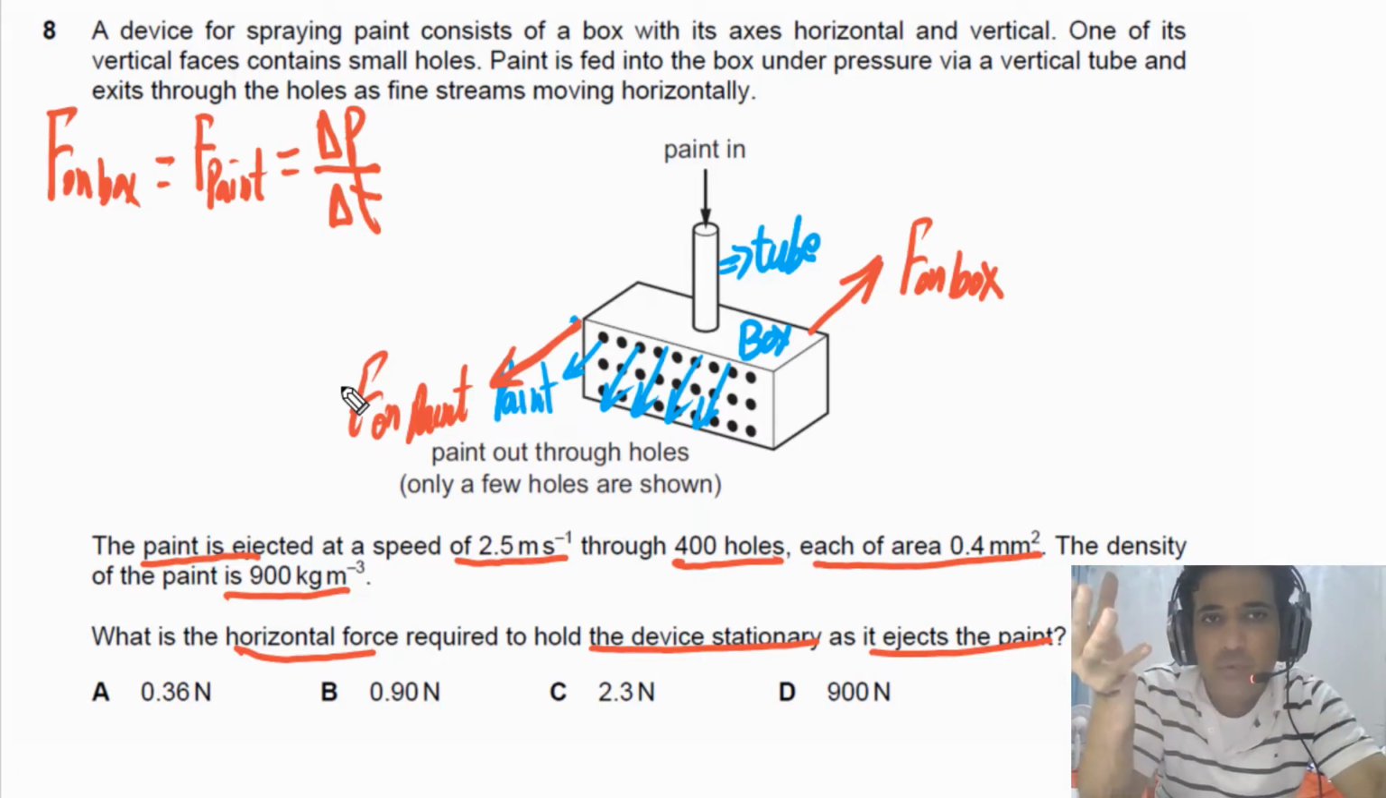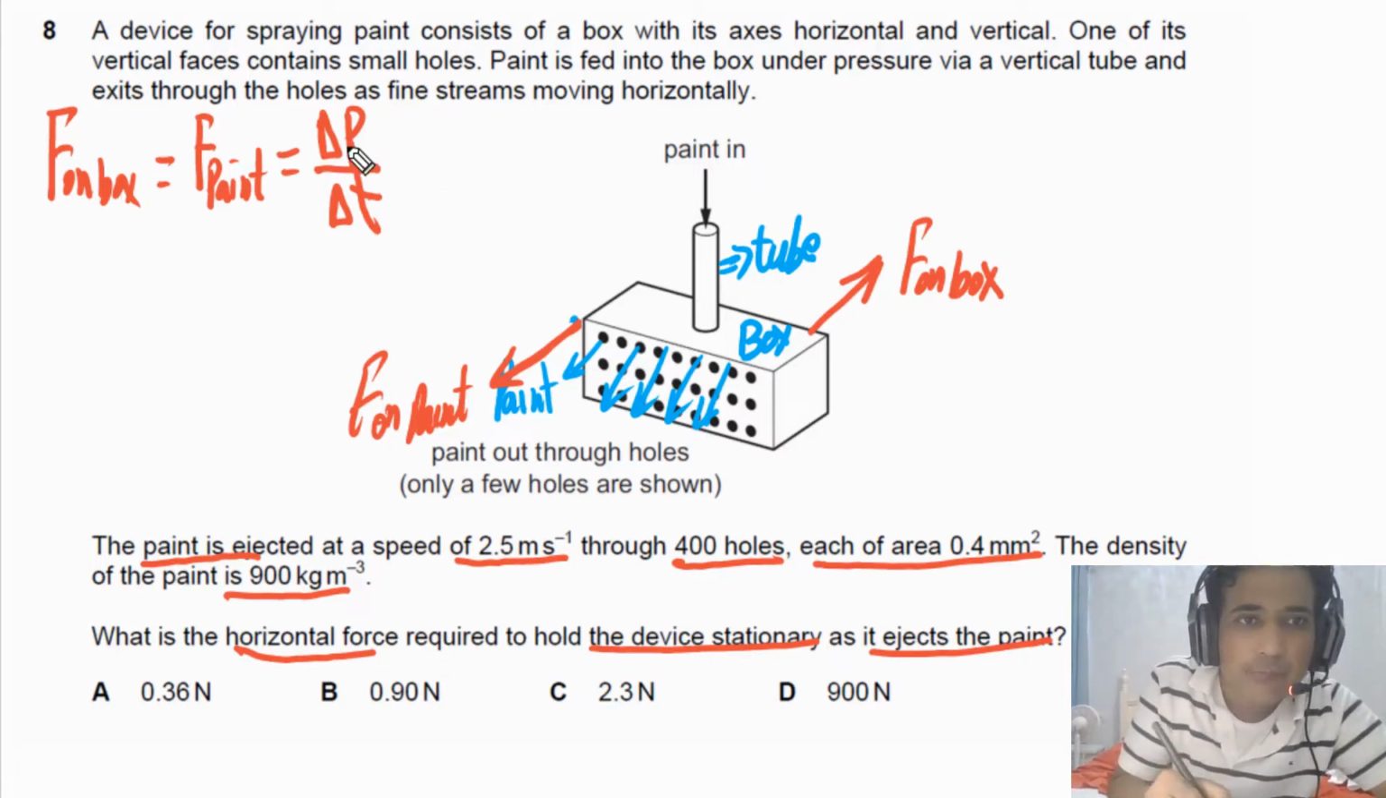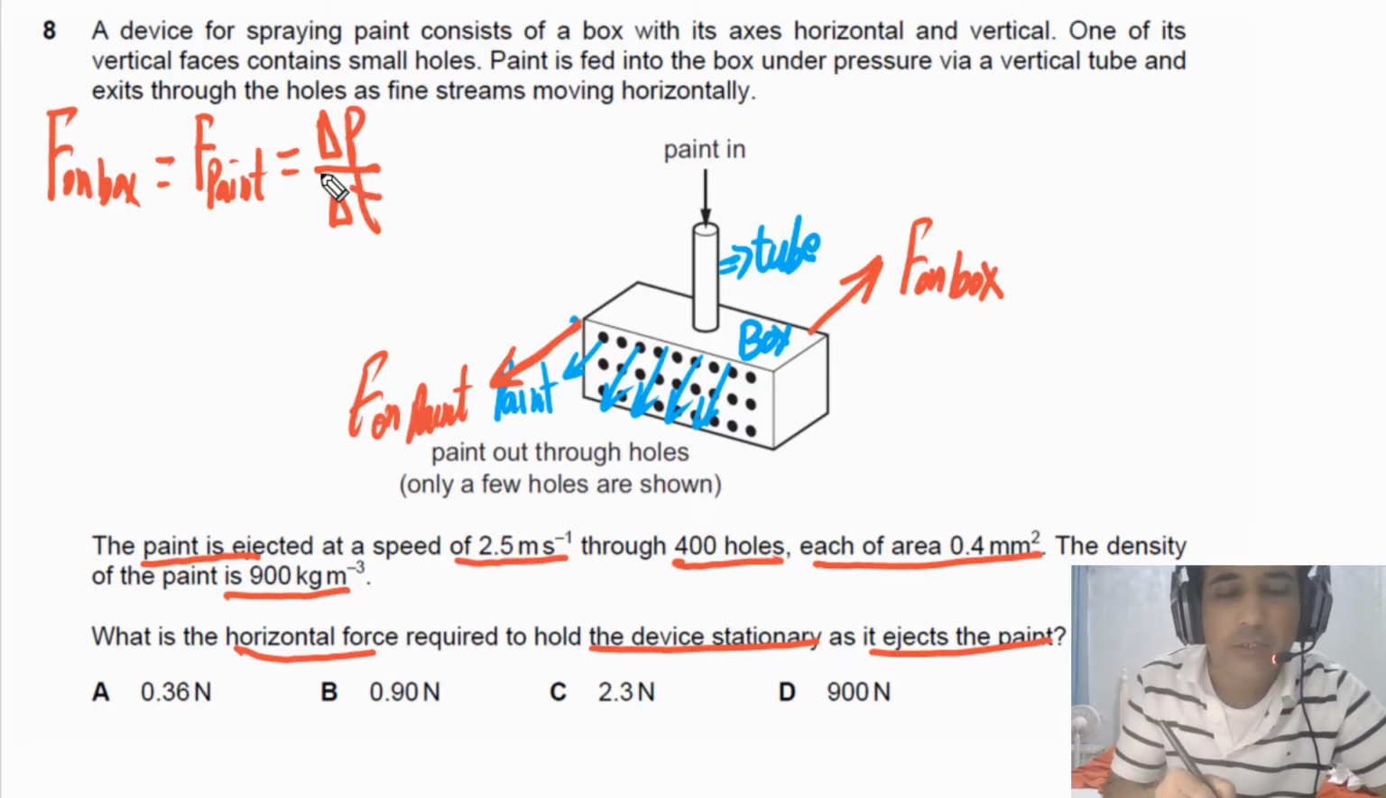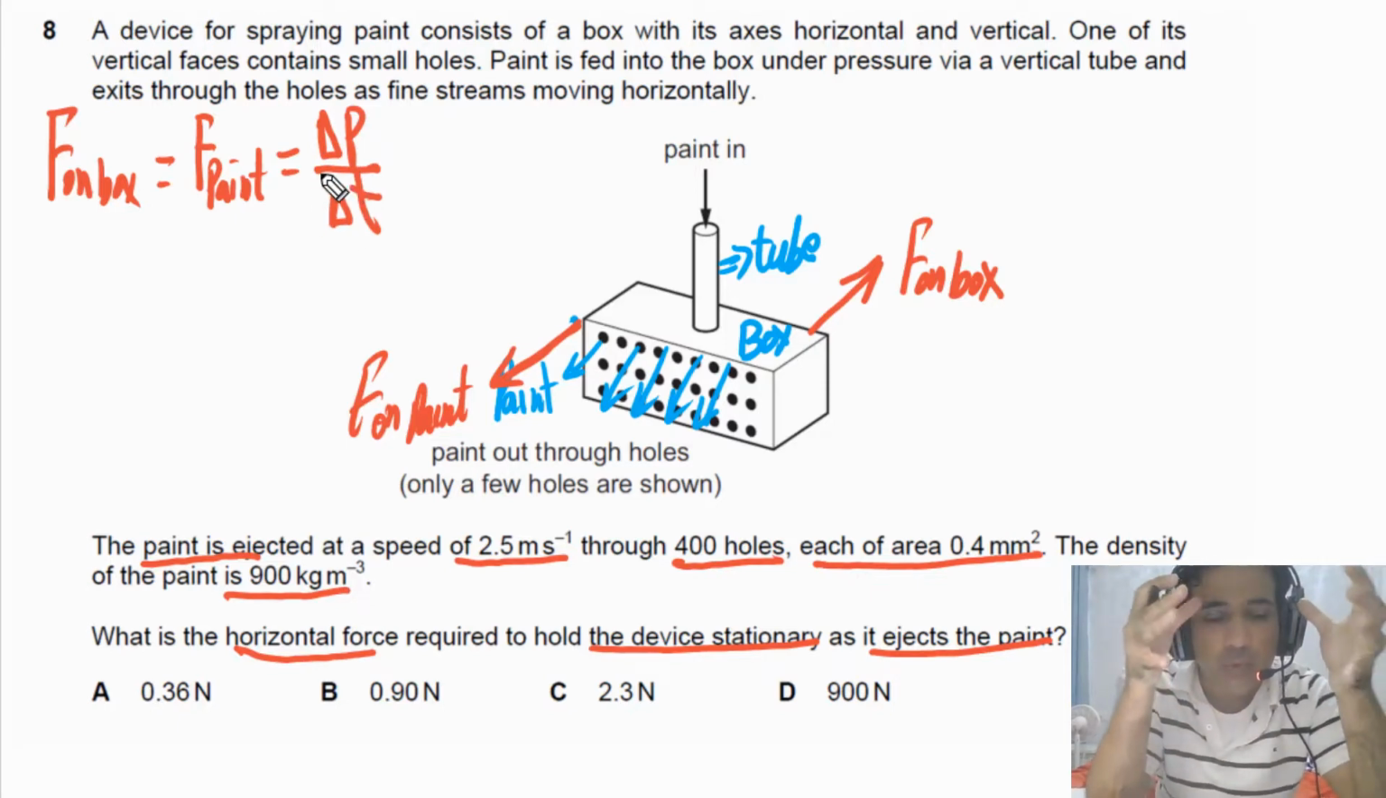Most of the time, many students can answer this type of question because this question is kind of a typical question and you will see this one in many past papers. But most of the time, students don't get the actual concept behind this question, and that is conservation of momentum. Momentum along horizontal is conserved. So we can find out the net force on the paint, and the net force on the paint is equal to the force we need to apply on the box to hold it stationary.